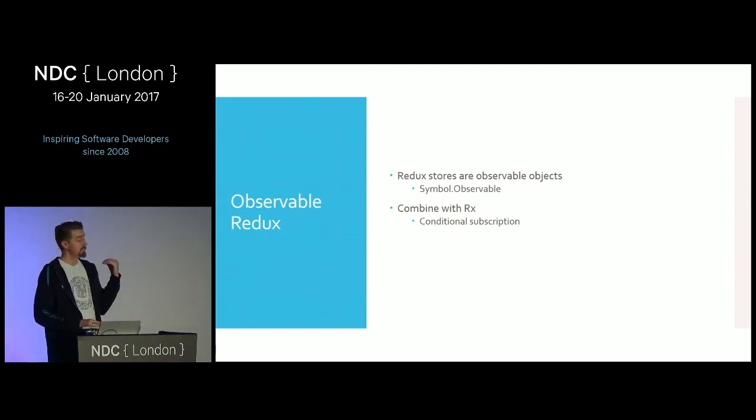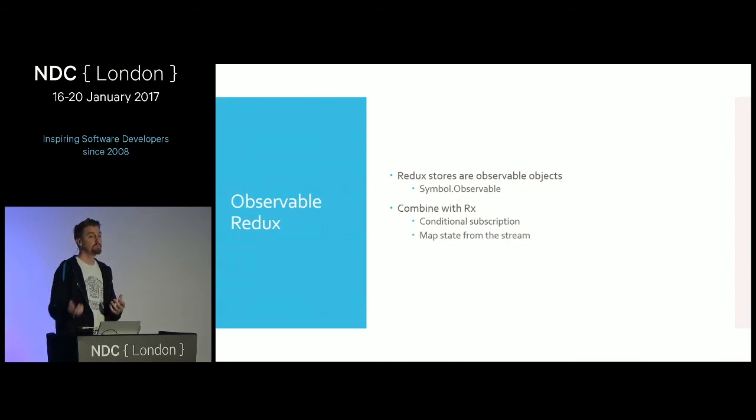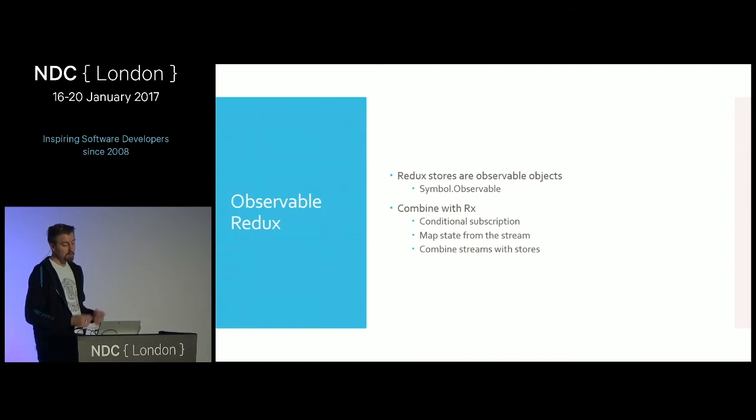So we can listen to that and produce a conditional subscription. We could remap the data after the state has changed. So after something like convert state to props has been invoked, we can then remap that to create an entirely new data based off of that stream. Or we could combine it with another stream.